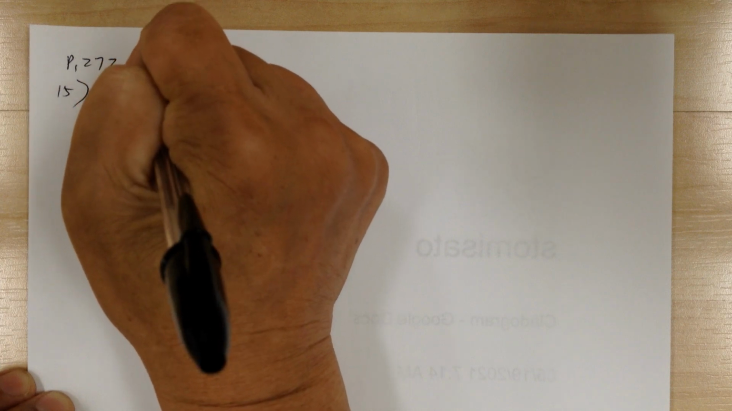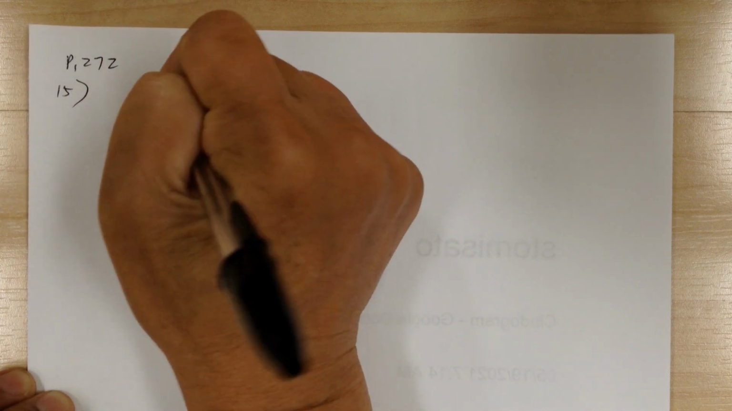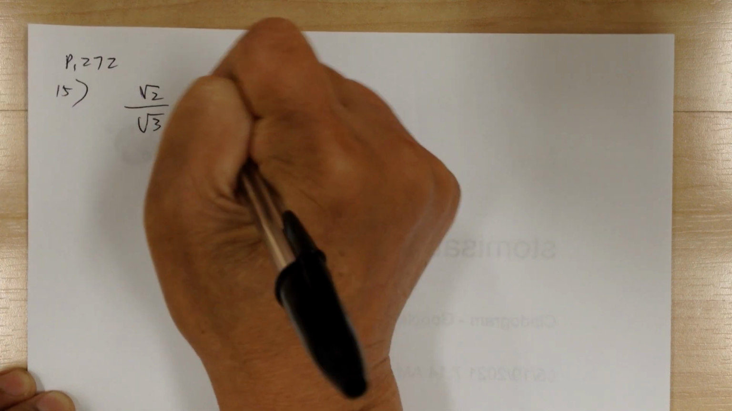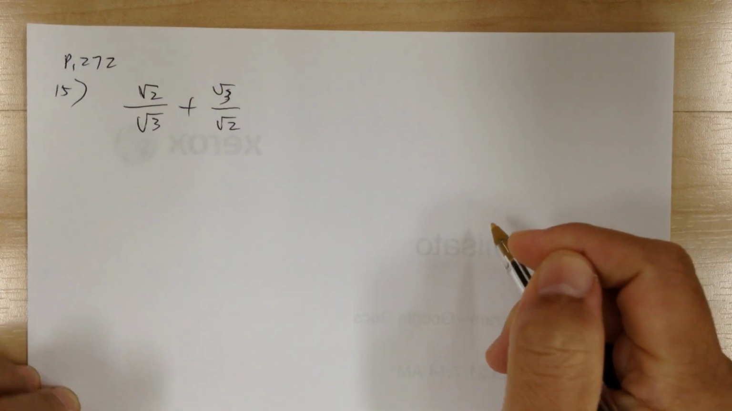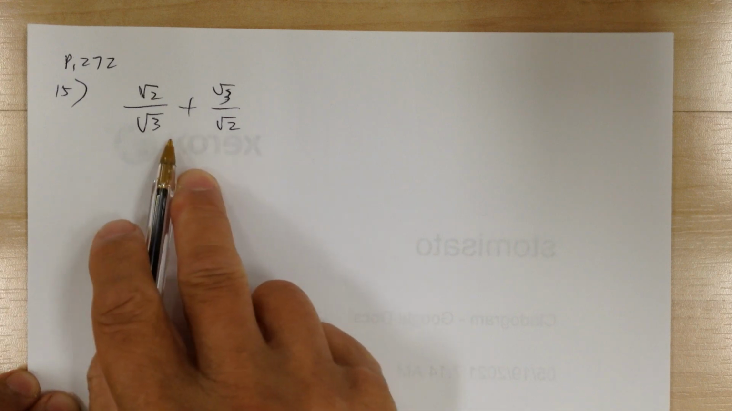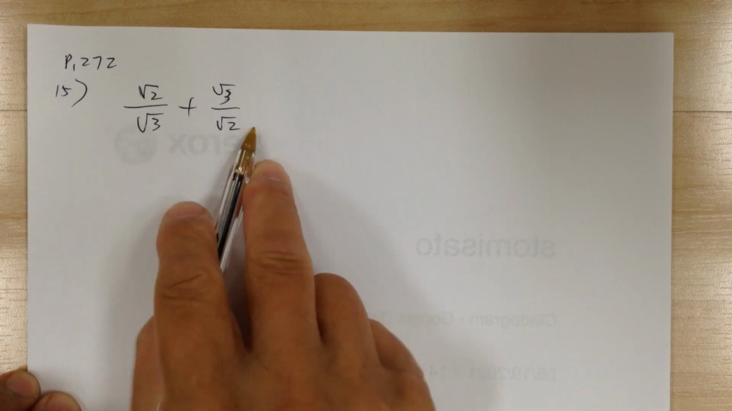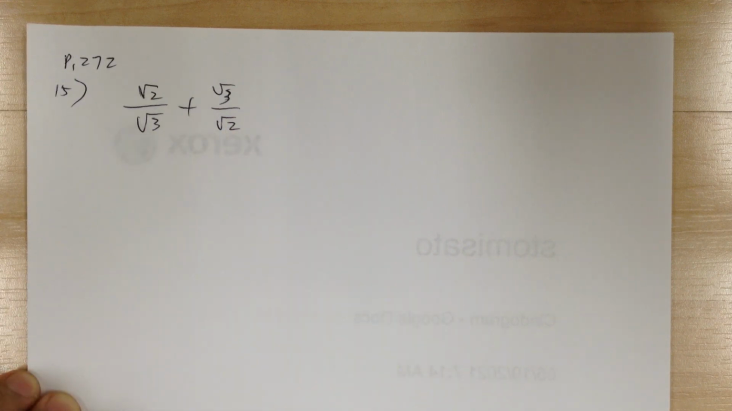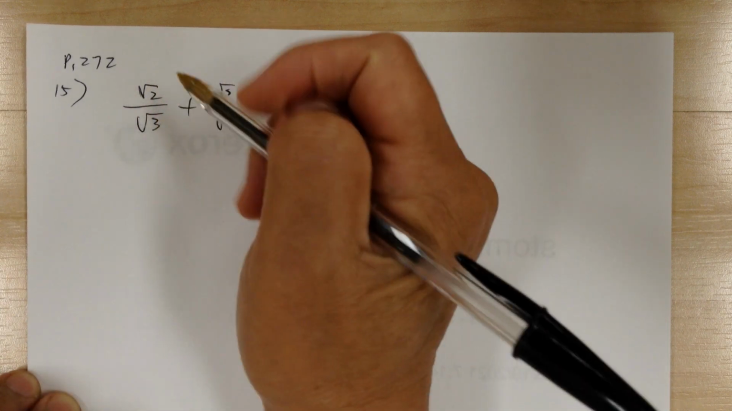Okay, you have square root of 2 over square root of 3 plus square root of 3 over square root of 2. Okay, so now you cannot add this together because they have different denominators. So first, let's go ahead and get rid of the square root on the bottom.